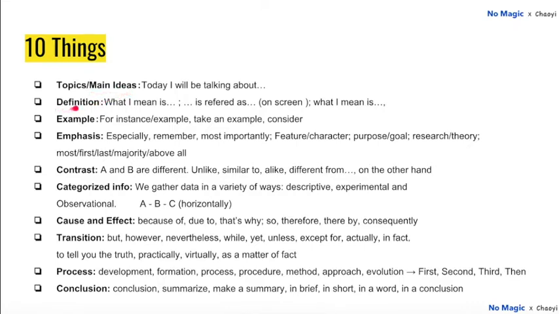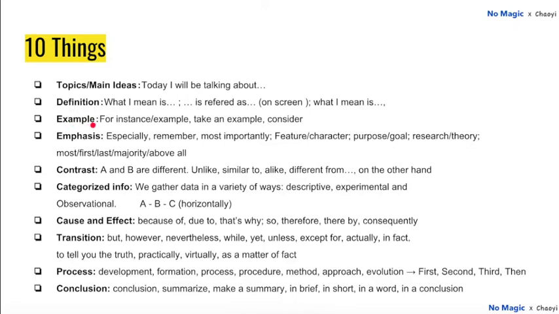And then you should always try to capture the definition, because the professor is very likely to explain something when he talks. So he might use words like, what I mean is, something is referred to as that. You should always try to capture that. When you hear those types of signal words, try to stay focused and be prepared to capture the definition of certain terms.